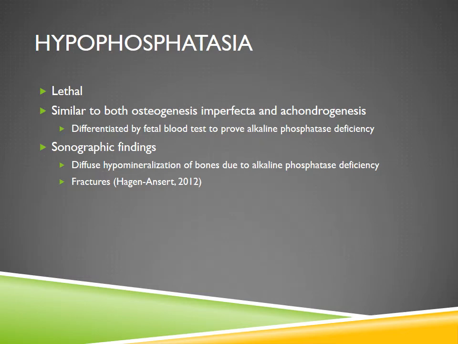Hypophosphatasia is a skeletal dysplasia that is an inherited condition of which the fetus presents with diffuse hypomineralization of bones due to a deficiency of alkaline phosphatase. This specific type of skeletal dysplasia is sonographically similar in nature to osteogenesis imperfecta as well as achondrogenesis. However, the diagnosis is confirmed via a sample of fetal blood to prove the alkaline phosphatase deficiency. Respiratory complications are typically the cause of the lethal nature of this syndrome due to a small thoracic cavity.